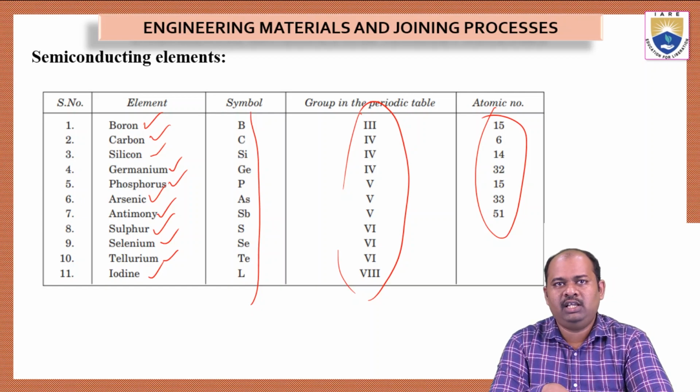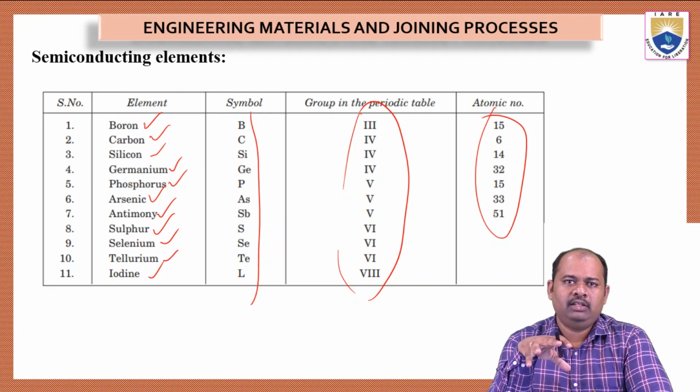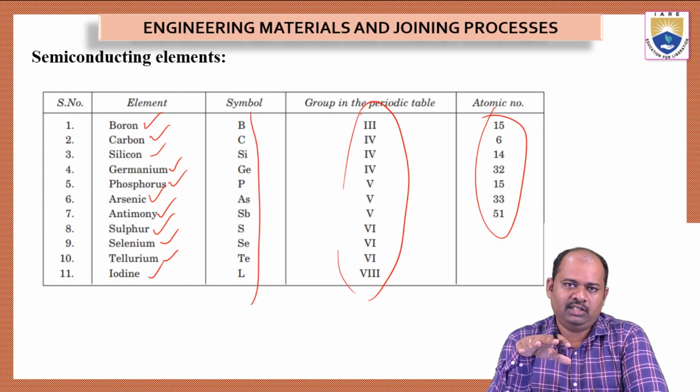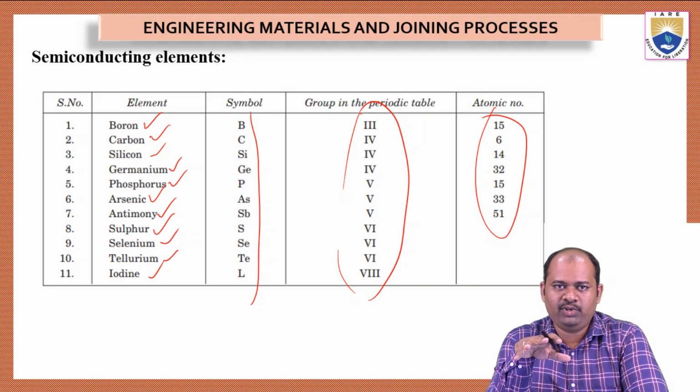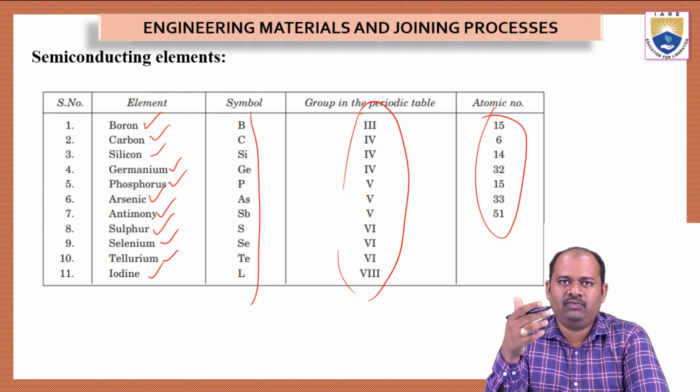These semiconducting elements have this unique property that they will act as insulators at their regular temperature, right? At room temperature, they are insulators. When they are excited or heated, they will act as a conductor. They will allow electricity to flow.